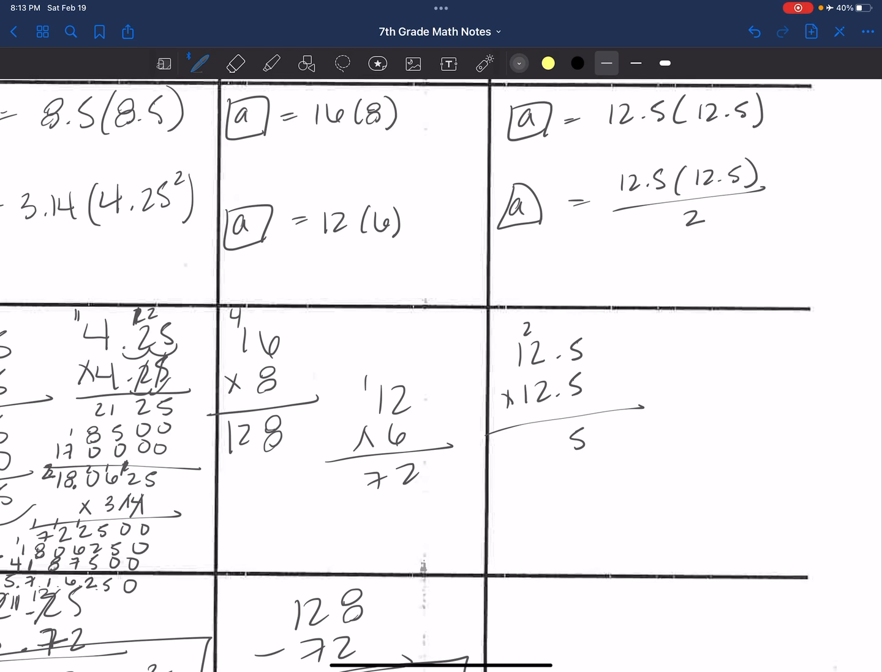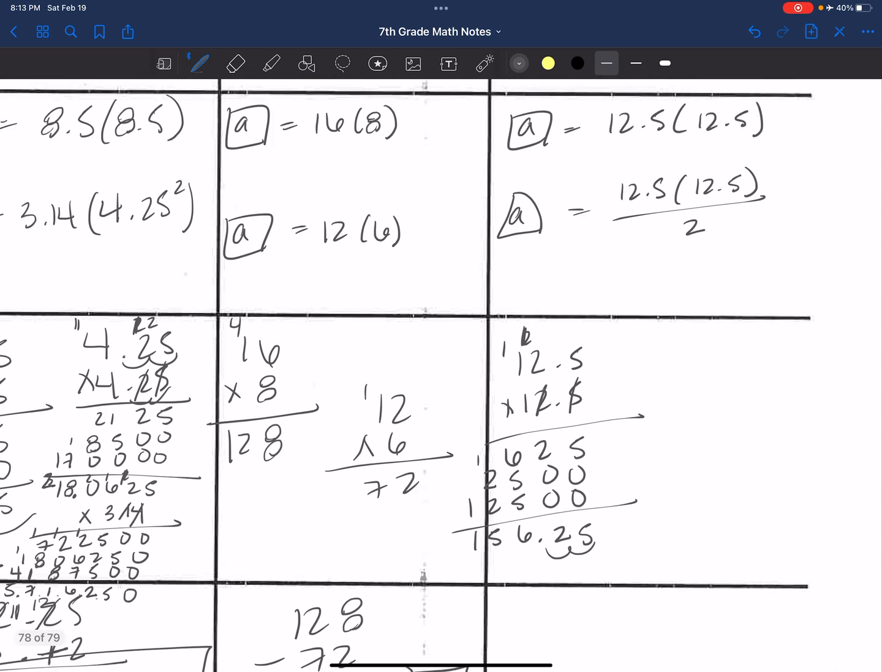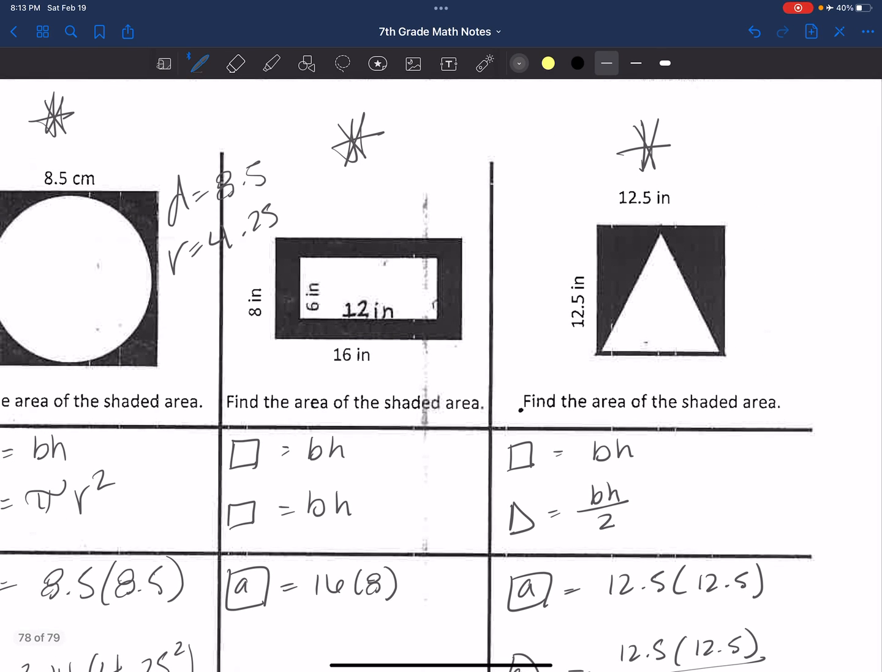2 times 5 is 10, plus 2 is 12. 1 times 5 is 5, plus 1 is 6. 0 placeholder. 5 times 2 is 10. 2 times 2 is 4 plus 1 is 5. 1 times 2 is 2. 2 0 placeholders. Now I'm just multiplying by 1, which is easy peasy. All right, I'm going in twice in my answer. 156.25.